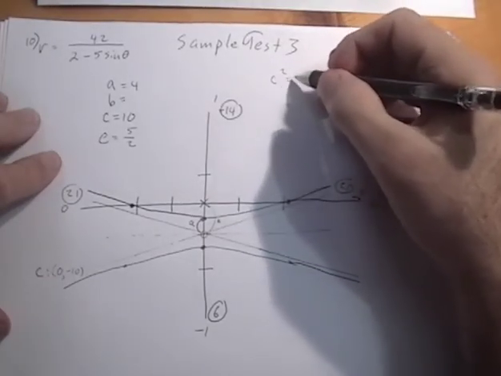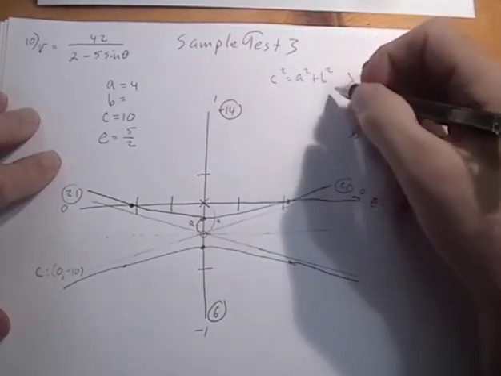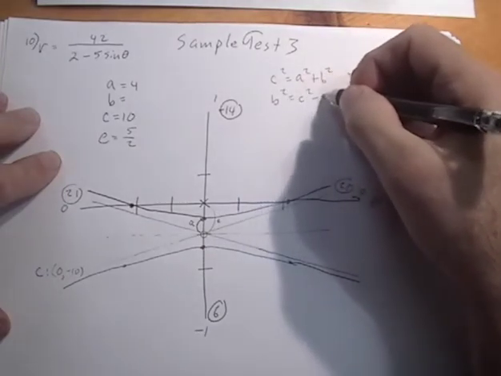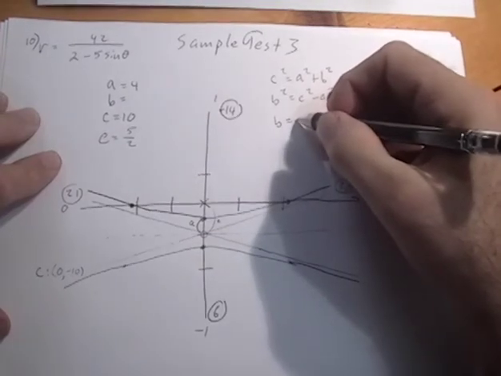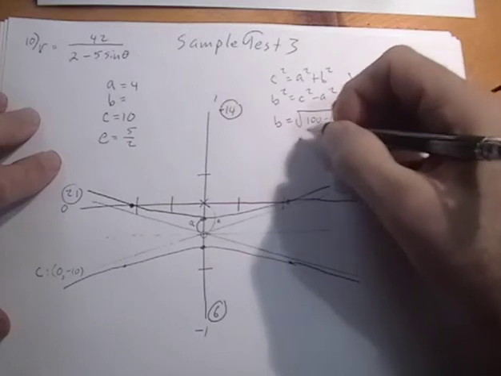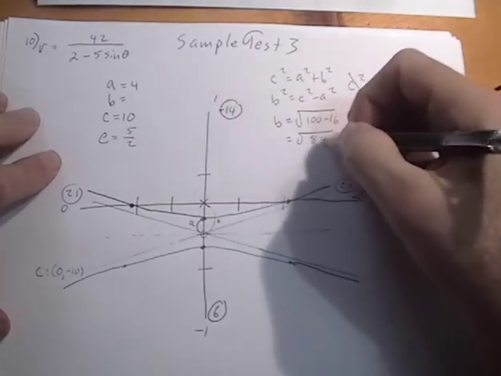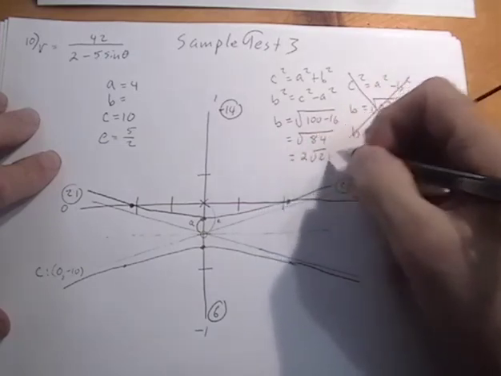For a hyperbola, C squared is A squared plus B squared. So B squared is C squared minus A squared. And in this case, B is going to be the square root of 100 minus 16. That is the square root of 84, which you could have written as 2 root 21.